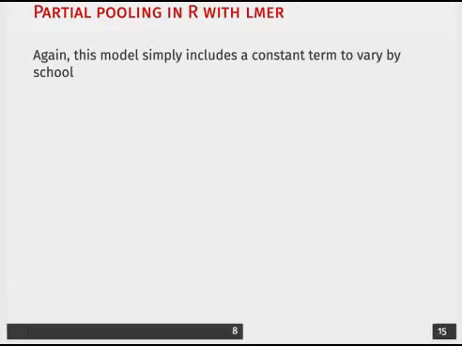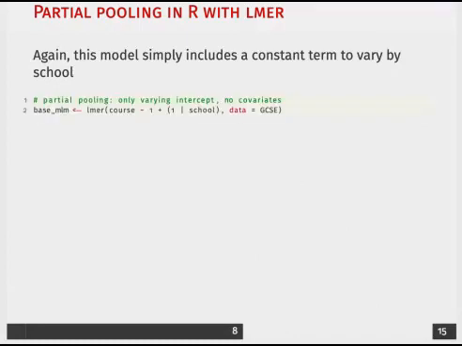So I want to stress again that this model is only going to include a constant term that's going to vary by school. We are not going to include any covariates here. And the function that we're going to use in R in order to run a multi-level model is lmer. And for this partial pooling model, we are only having an intercept here at the individual level, no covariates, and we're allowing these intercepts to vary by school. So the syntax here for varying intercepts is to have 1, the vertical bar, and then school.